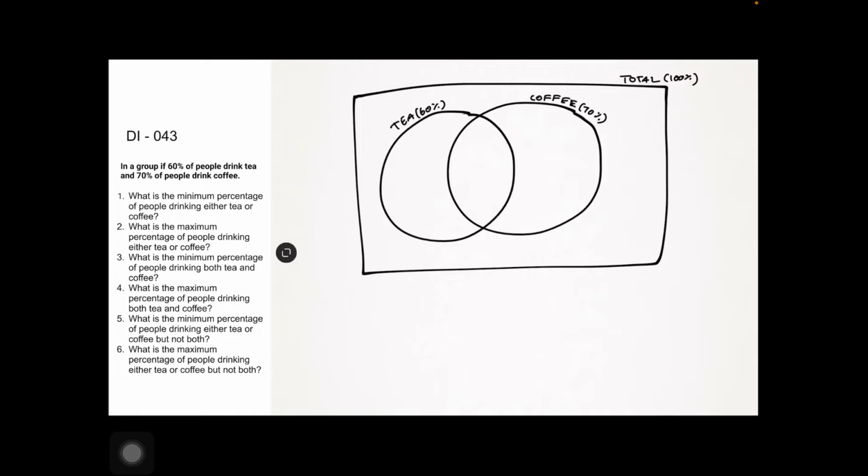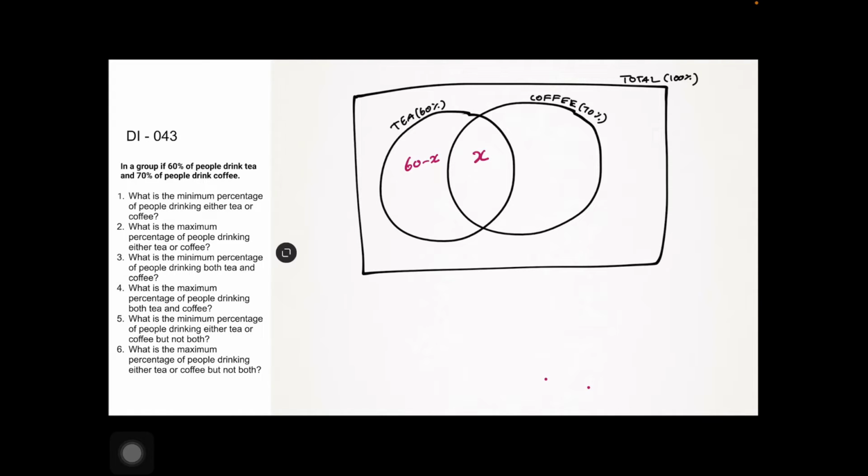To be able to solve these kinds of questions, let's start with a single region. Let's take the number of people in one region as x. You can take any region as x, but it would be easier if you take the tea coffee overlapping region as x. Now, what can I say about the tea only region? The entire tea circle is 60%, out of which x percentage is within this overlapping region. Therefore, the remaining 60 minus x will be inside the tea only region.